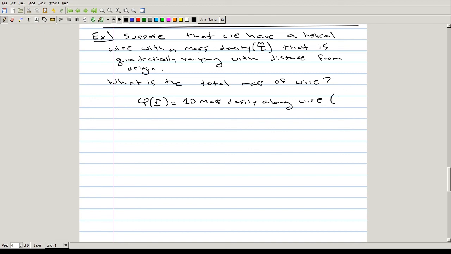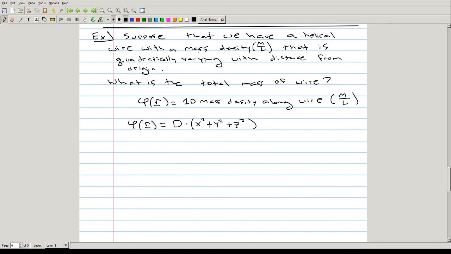Right, so this is measured in mass per unit length because it's mass per unit length along the wire. So phi of r here is going to be some constant d. This constant d just guarantees that the units will work out correctly, times x squared plus y squared plus z squared. So here I put quadratically varying, or quadratically proportional, with distance from the origin.